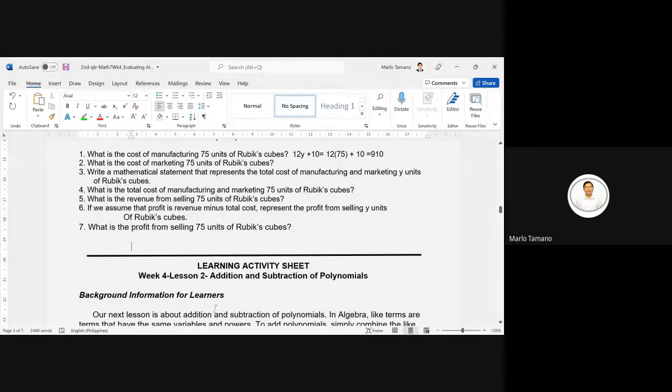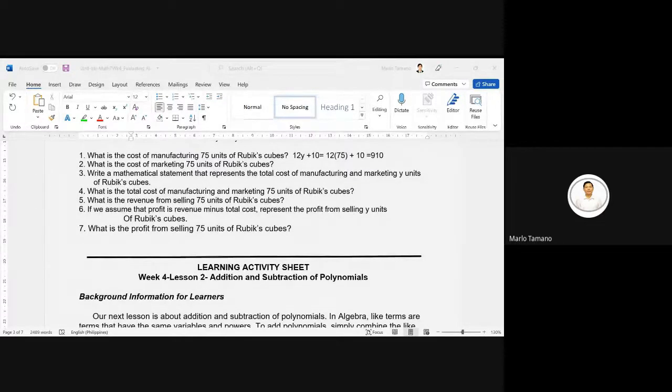Sige. Ay, mag-attendance pa pala tayo, no? Sandali lang. Exit na muna ako. Ay, napicturan ba ninyo yan? Nasa GC naman po, sir. Okay, so sige. Stop presenting ako.